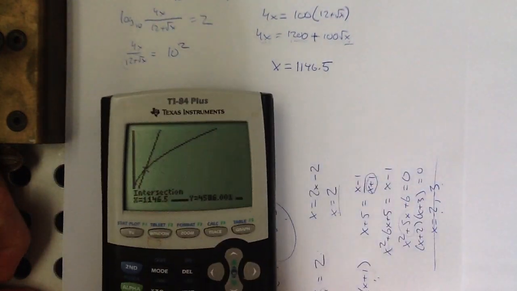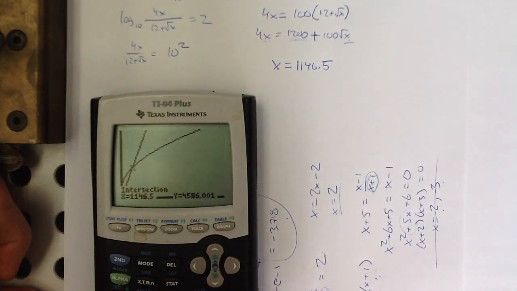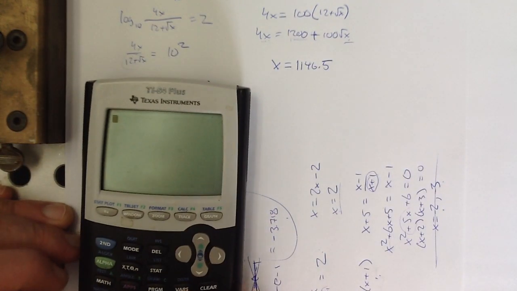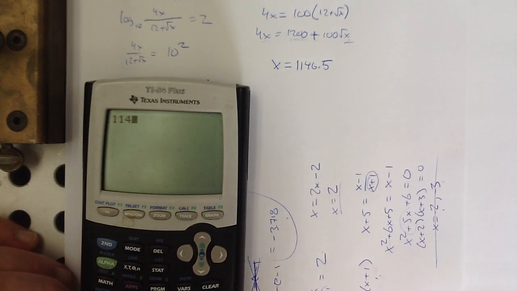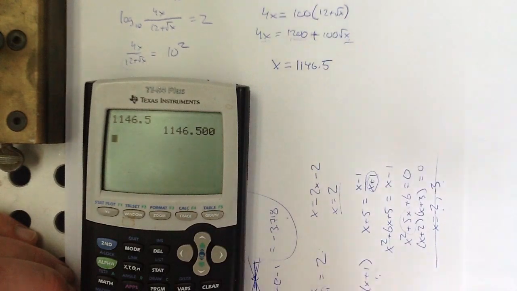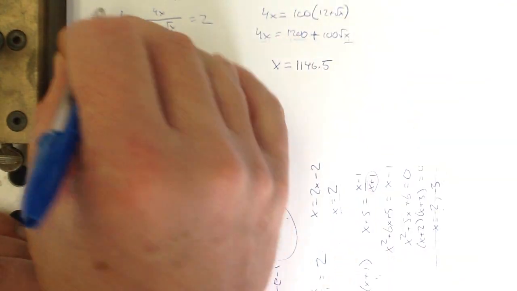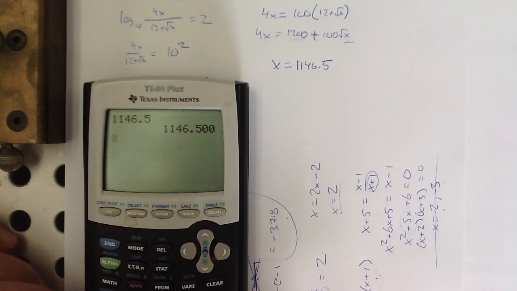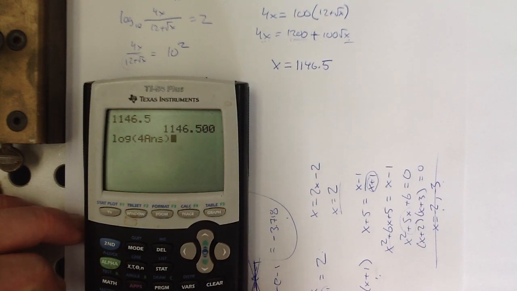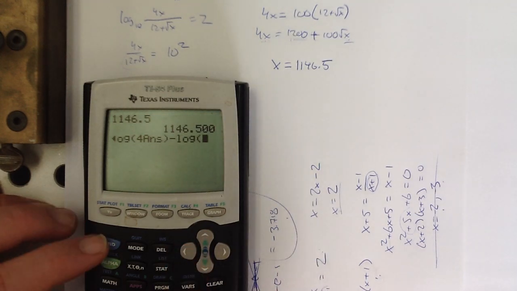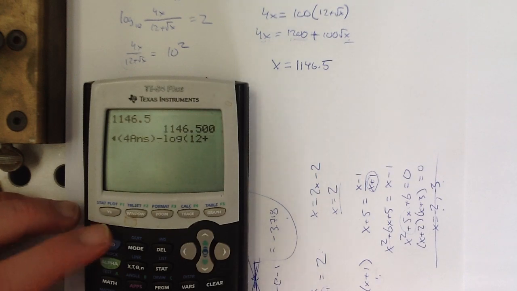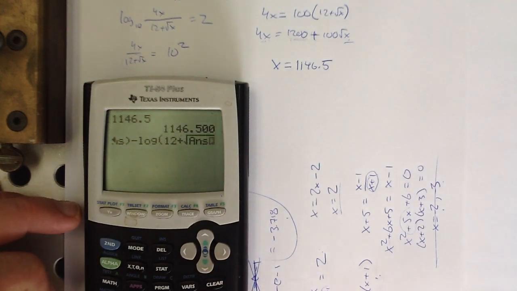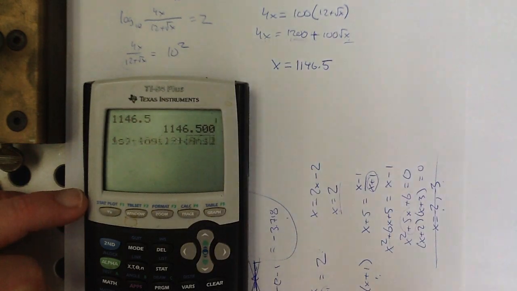And this is a logarithm problem, so I should check that answer. So 1,146.5. Put that in so the calculator thinks that's the answer. And then this is log base 10, so I can check easily. Log of 4 times the answer, calculator thinks that's the answer, minus log of 12 plus the square root of the answer. That should be equal to 2. Boom.